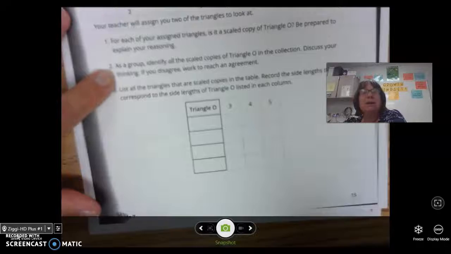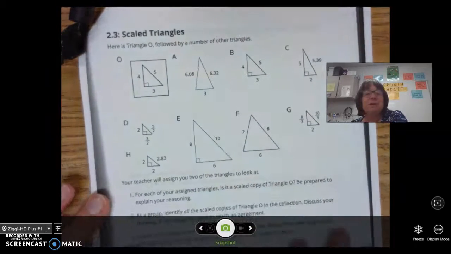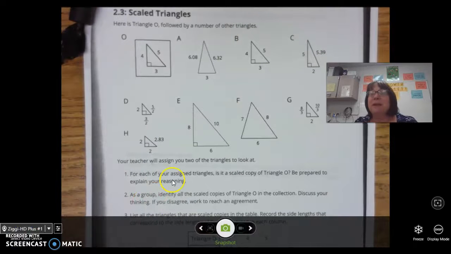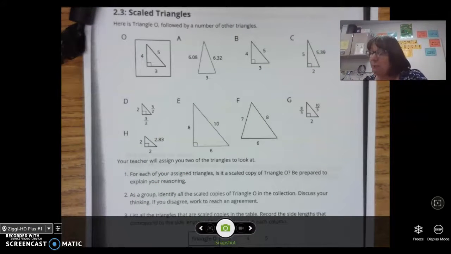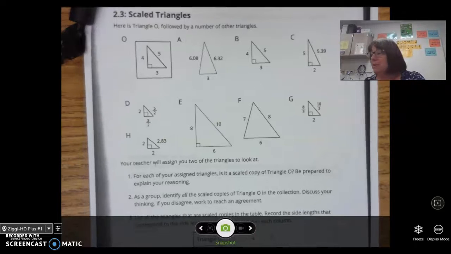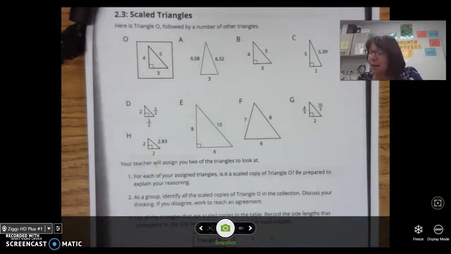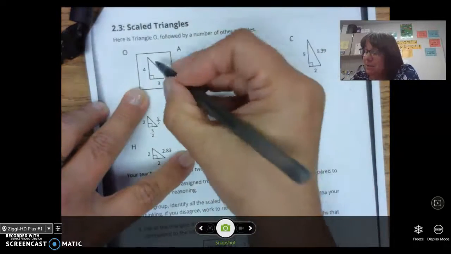On 2-3, what we have is a lot of different triangles. And what we're going to do is see which ones of these triangles might be scaled copies. The way we're going to do this is we're going to compare with a ratio. So you're going to get your calculator out. You're going to be using it. And let's take each one of these sides and divide them by the similar side.